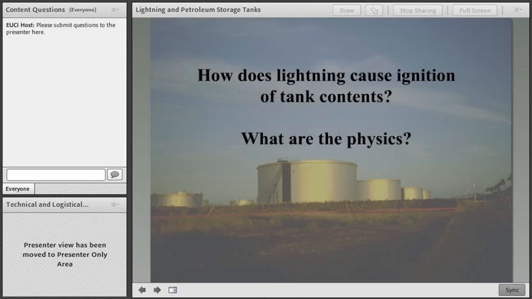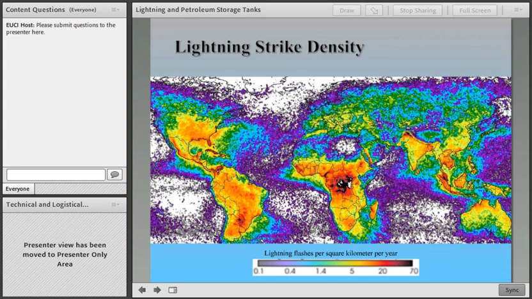So with those facts and videos and photos in the back of your mind, I would like to next examine the physics behind these tank fires. In other words, how does lightning cause ignition of the tank contents, and what are the physics behind the ignition of these flammable products?